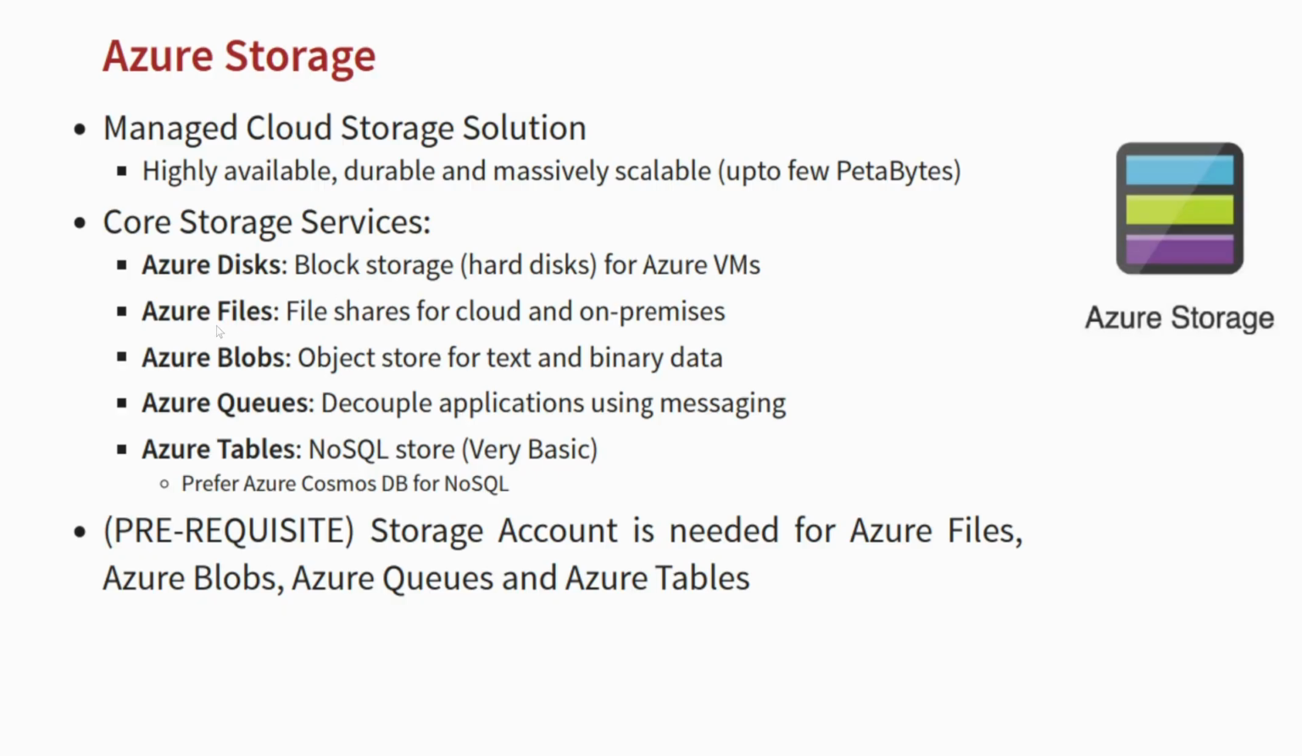Next we have Azure Files. Here we have file shares. It provides file shares accessible both on the cloud and on-premises, and is useful for team collaboration or a centralized file system. Next we have Azure Blobs. It is an object storage for unstructured data like text or binary files, and is frequently used for storing data sets, media files, or backups.